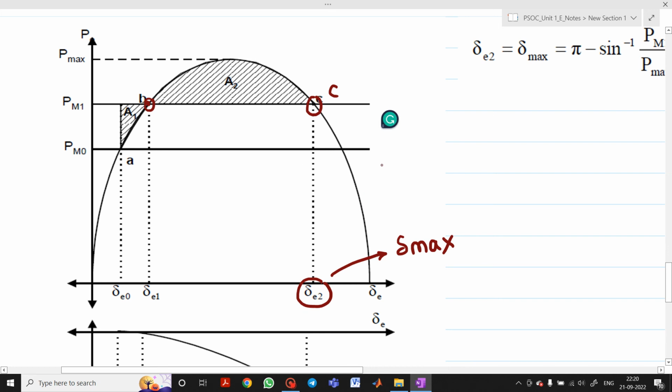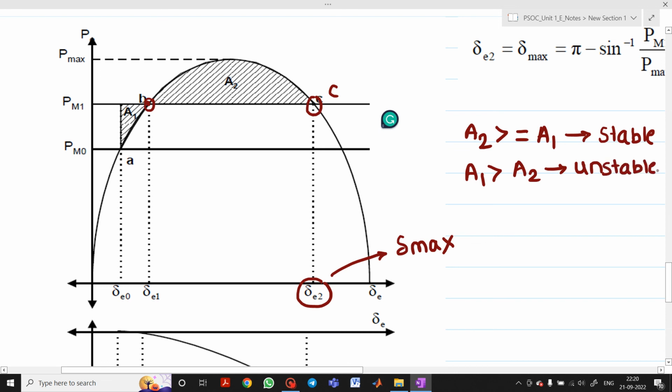Now in a previous video we discussed the equal area criteria: if area A2 is greater than or equal to area A1, the system will be stable. If area A1 is greater than area A2, the system will be unstable. Here, area A2 is greater than area A1, so the system will be stable. Now what is the significance of this delta max?